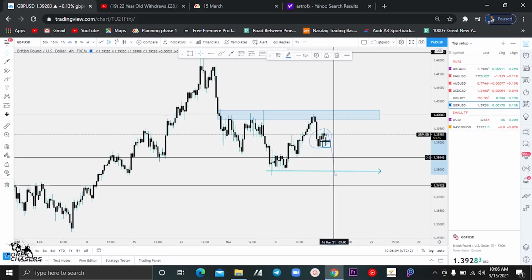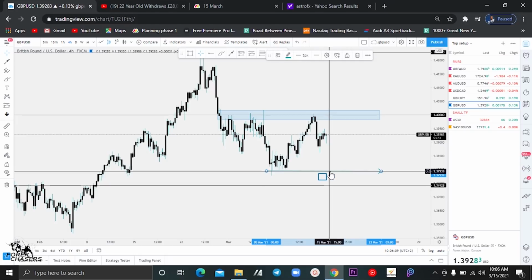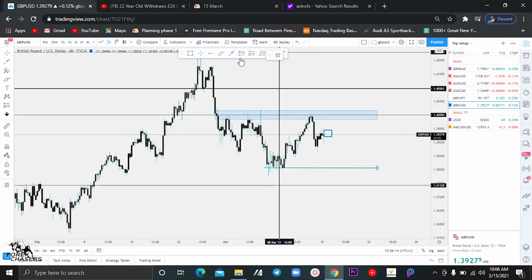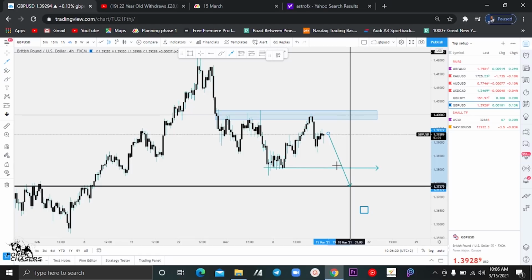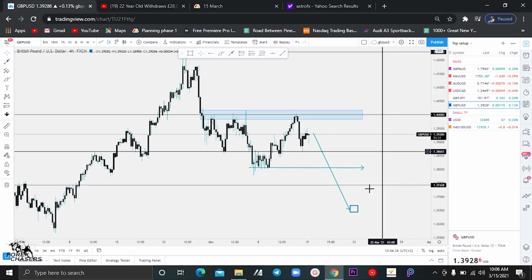Let me just remove everything so that we just have this minor support that might cause price to struggle, but we're looking pretty nice for price to continue pushing all the way to the downside, probably coming and testing these areas here, and then we see it pushing more to the downside. So that's it, guys, for me on GBP/USD, or pound dollar.